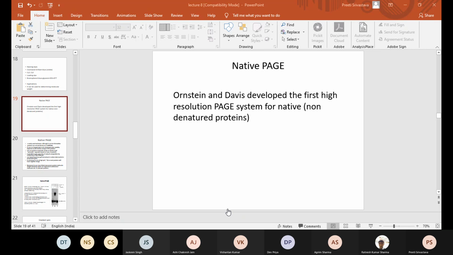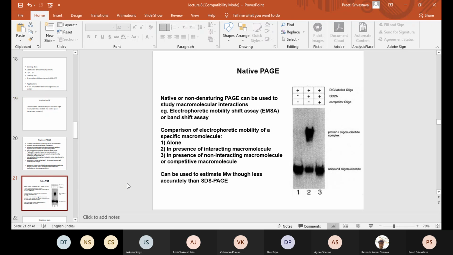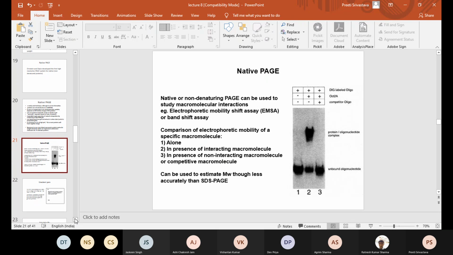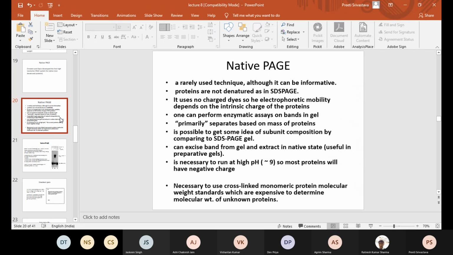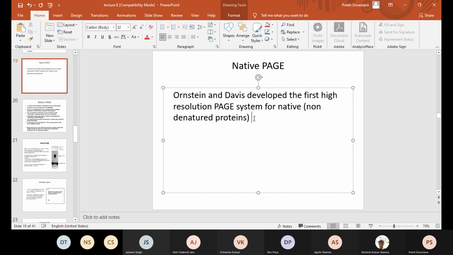So native PAGE, students, can you hear me? Yes, ma'am. Okay. So here you are separating completely based upon the conformation, right? This is a typical gel of a native PAGE, which is performed under non-denaturing conditions, and maybe from here I will explain. Ornstein and Davis, the credit goes to these two scientists, who first proposed this high resolution PAGE system for native PAGE.